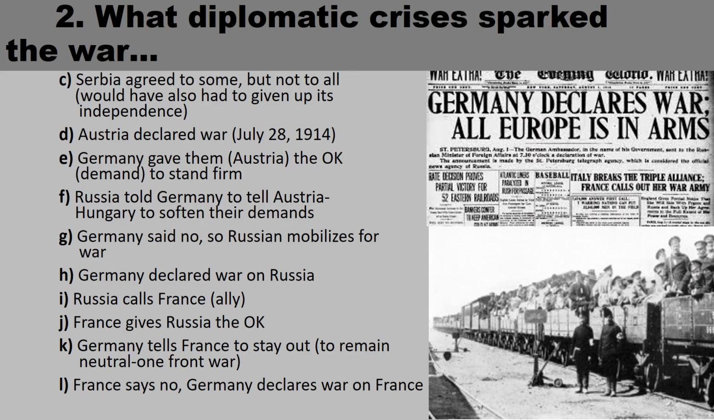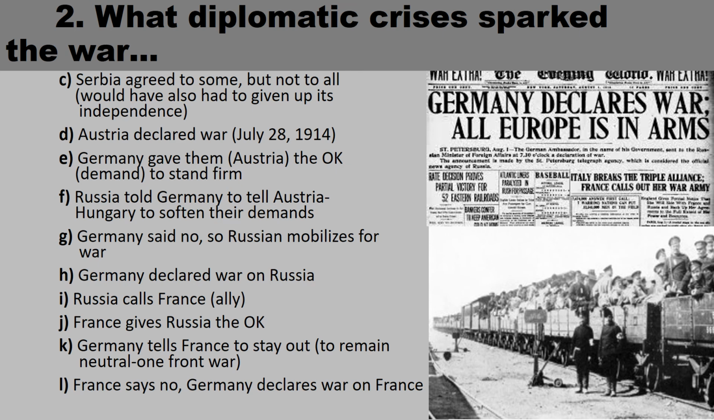And so again, this crisis that sparked war, Serbia will agree to some, but not all of them. And again, part of it is they would have had to give up their independence, and they didn't want to do that. That was the part of Serbia that was independent, not the Sarajevo part. And so Austria will end up declaring war pretty much at the push of Germany on July 28th of 1914. And we start to see the strings pulled in Europe here. Of course, Germany gives them the okay to stand firm on that.